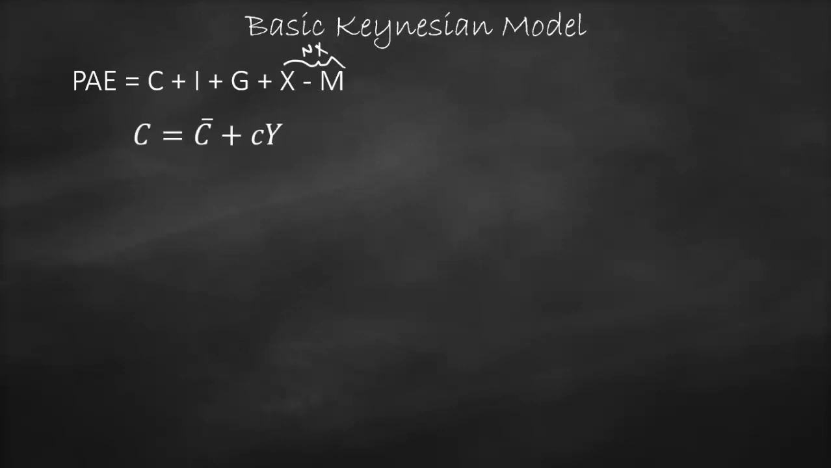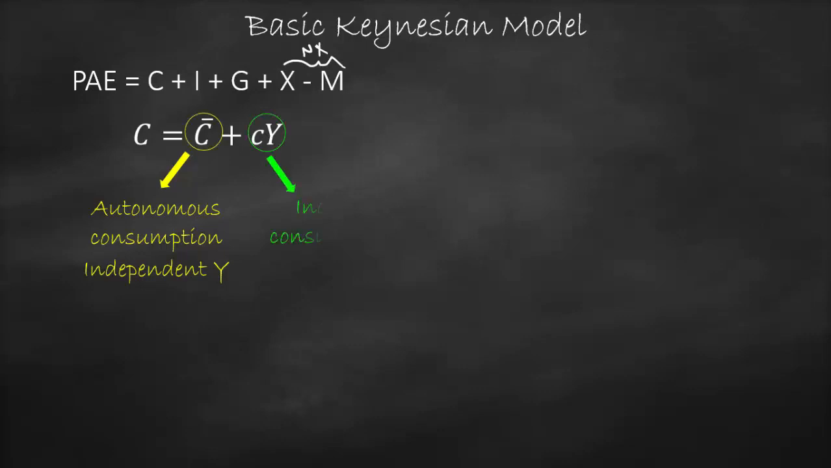When we talk about consumption, it could be composed of two parts. The first part, which is C bar, we call autonomous consumption. Why do we call it autonomous consumption? Because this is independent from our output. Plus, the second part is called induced consumption. What do you mean by the word induced consumption? This is dependent on our level of income.